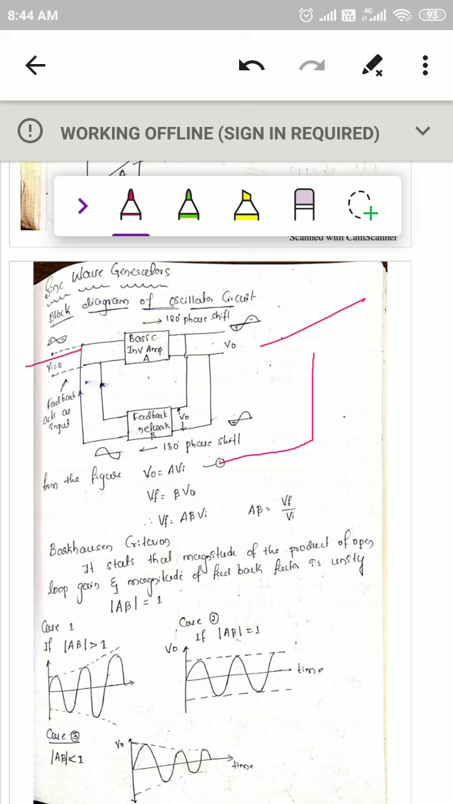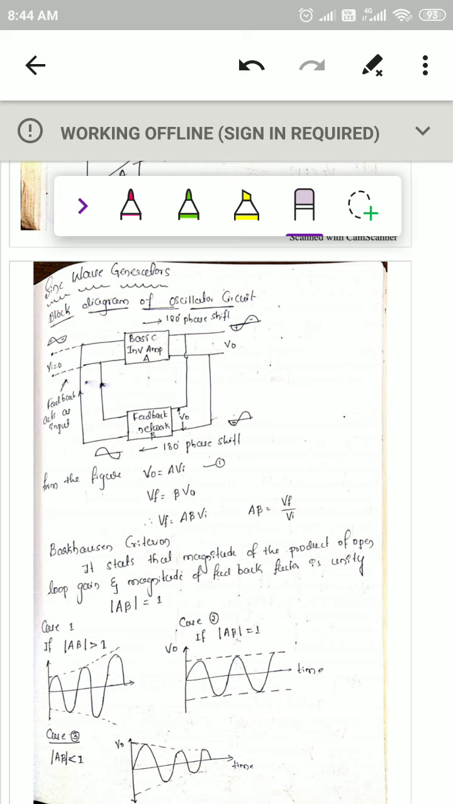Here the sine wave you are getting becomes an inverted sine wave. That inverted sine wave is given to the feedback network, which once again introduces a 180 degree phase shift, so you get the sine wave again here. This is how continuous oscillations are produced in this oscillatory circuit. That is the criterion behind this.